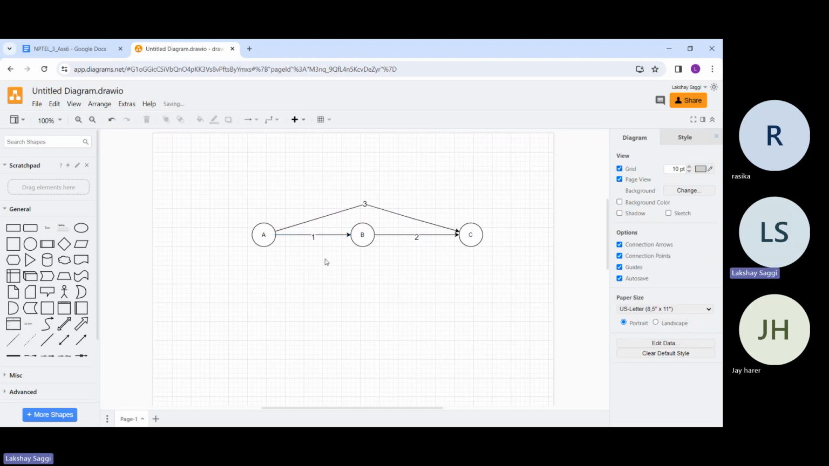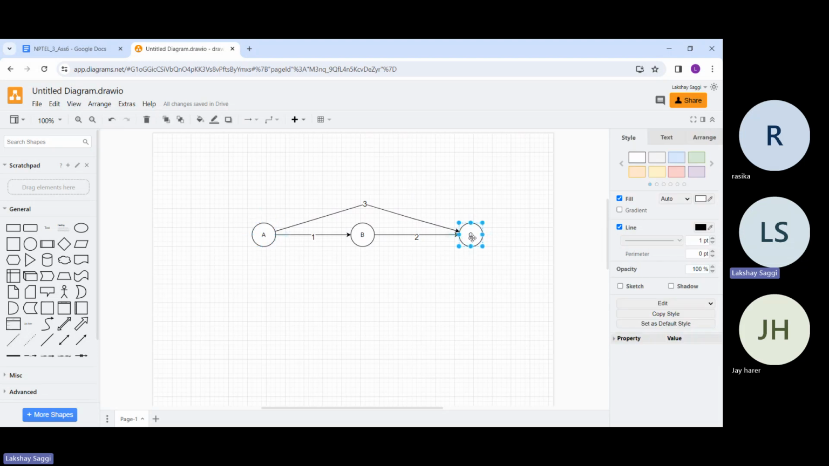So let's suppose A to B had an edge of weight 1. Similarly, B to C had an edge of length 2. Similarly, A to C has an edge of length 3. Now suppose you had to find the shortest path from A to C. There can be two shortest paths, right? A to B to C will have a length of 3. Similarly, A to C directly will also have a length of 3.